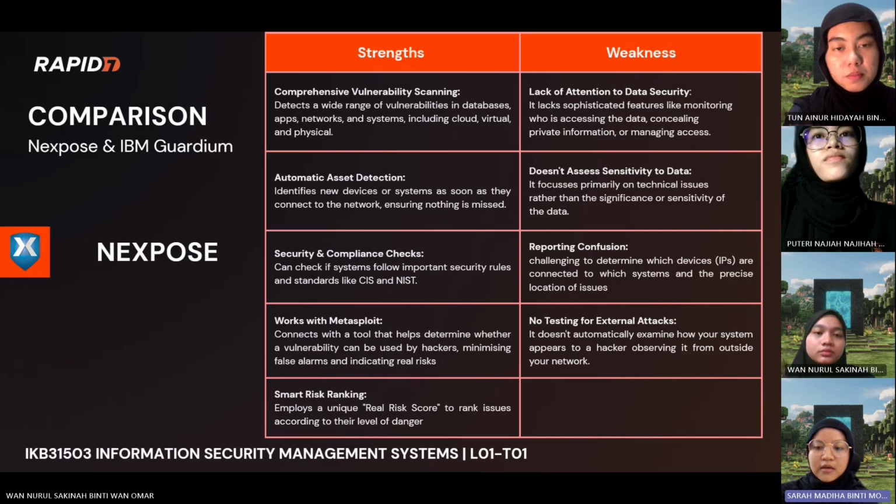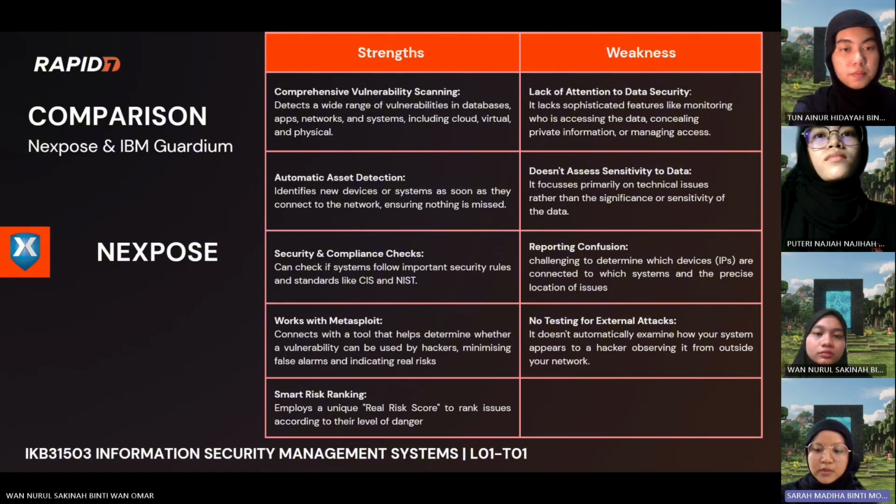The second one is automatic asset detection, where the system identifies new devices or systems as soon as they connect to the network, ensuring nothing is missed. The third one is security and compliance checks. It can check if the system follows important security rules and standards like CIS and NIST.